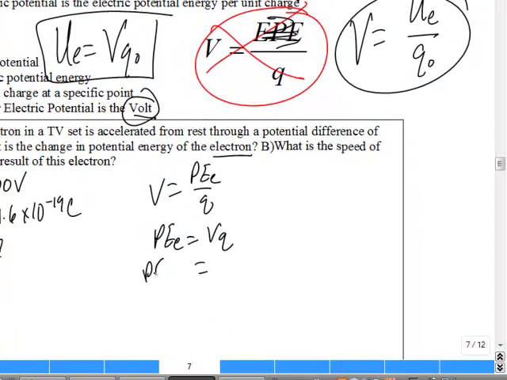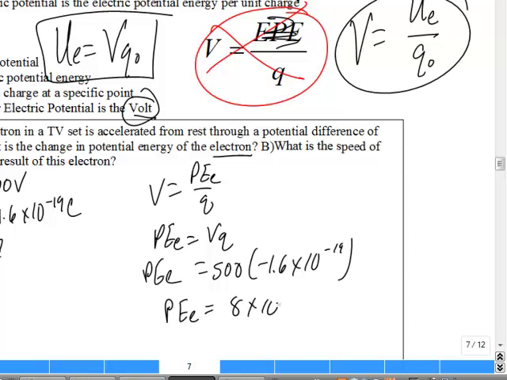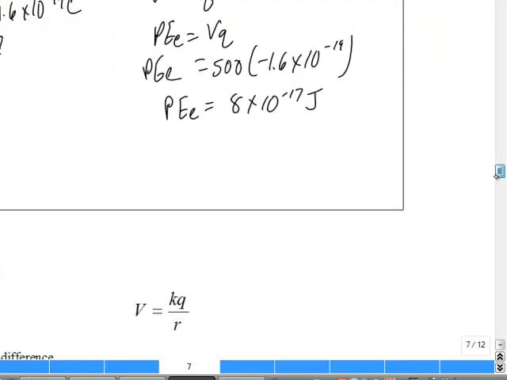And so as we calculate this electric potential energy, we'll take our 500 and we'll multiply that by 1.6 times 10 to the minus 19 coulombs. And if I can plug into a calculator, we shall get an electric potential energy equal to 8 times 10 to the minus 17 joules. Not too bad there. Again, equations that you need to remember are here and here.